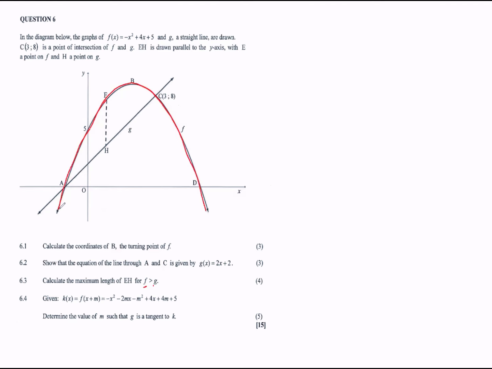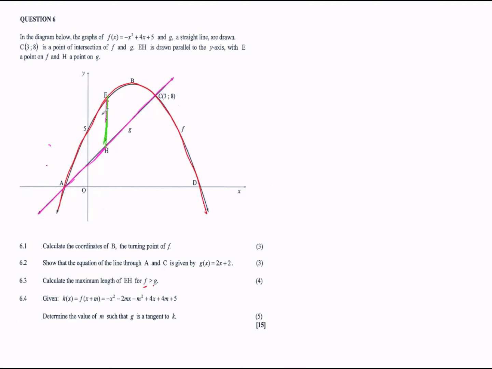So at that point, we can see that the graph of f is actually above the graph of g, which is what they're saying there, right? So at this point, we are supposed to calculate the maximum length, for which if we can put point E above point H, we will have the maximum length possible, right? So this is where we need to apply the concepts of calculus, right?